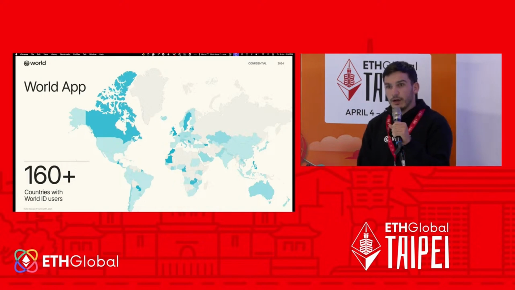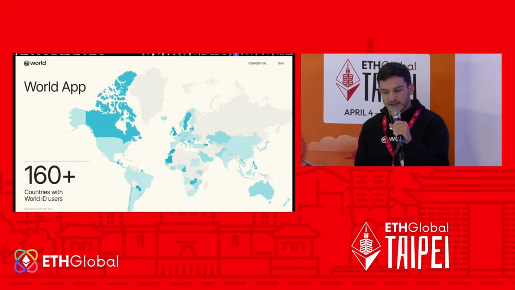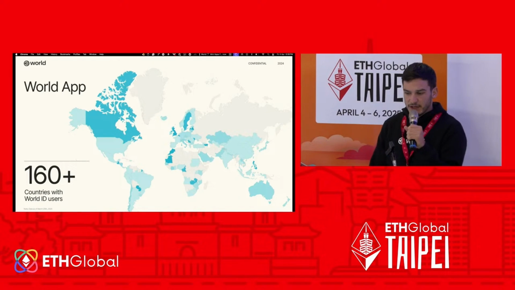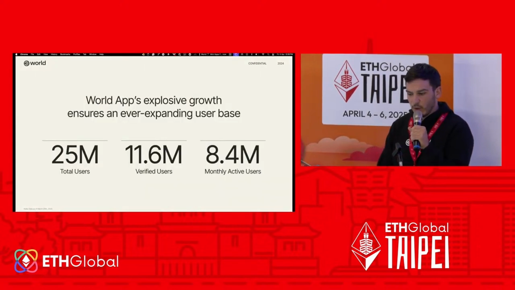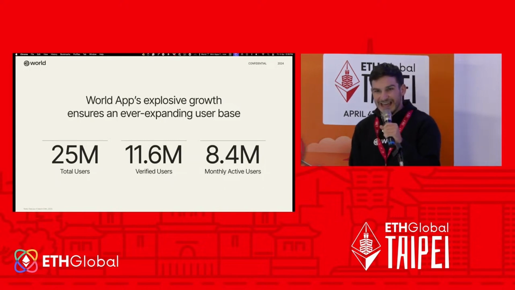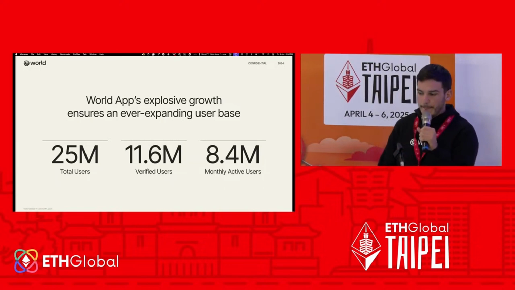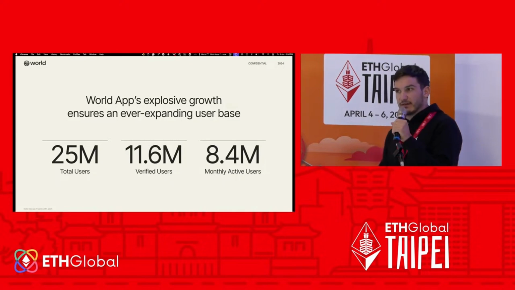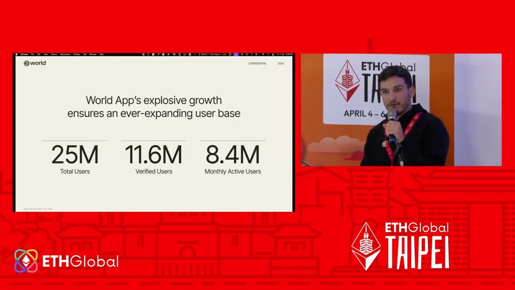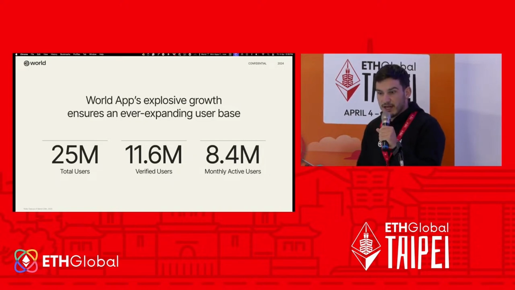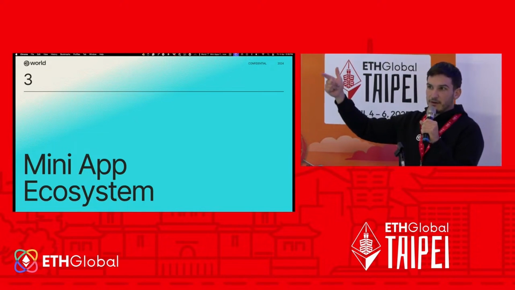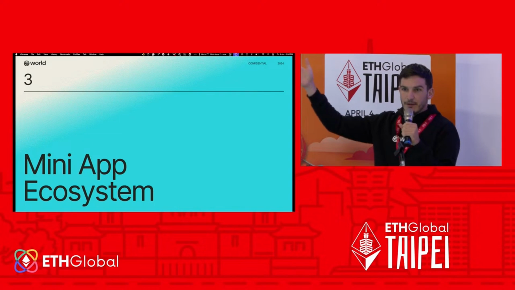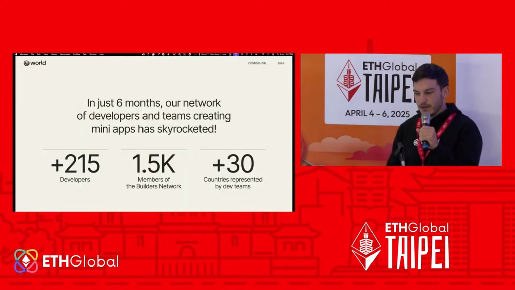We are in more than 160 different countries with verified users. We have 25 million total users in World, 11.6 million verified users, and 8.4 million monthly active users. Okay, people coming back every month to claim their WLD that can also go inside your mini apps. So that's great. Numbers are great. The ecosystem is giving you money, but let's see how the ecosystem reacted.